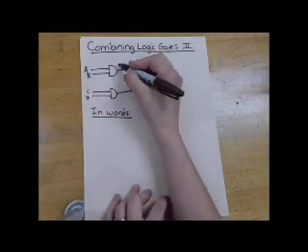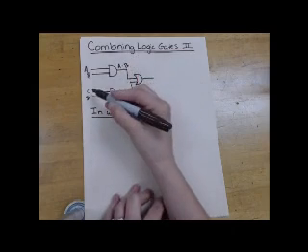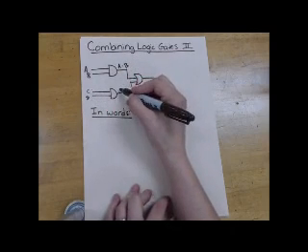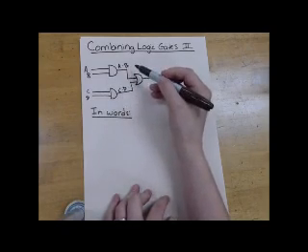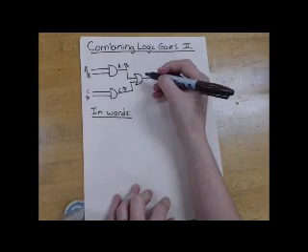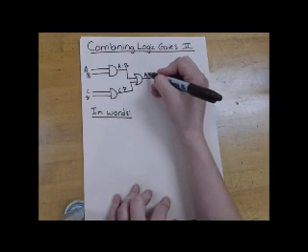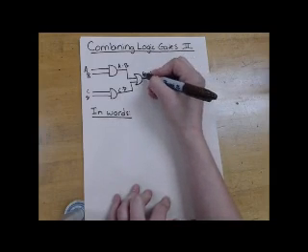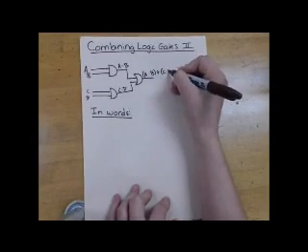A and B is what this output would be. This output, C and D input, will give us C and D. However, now we're feeding both of these into an OR gate. So this output here will be A and B or C and D.